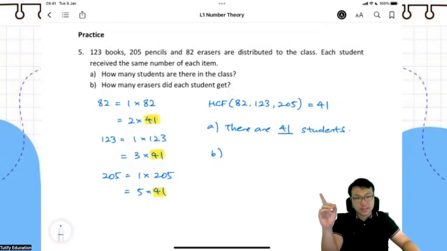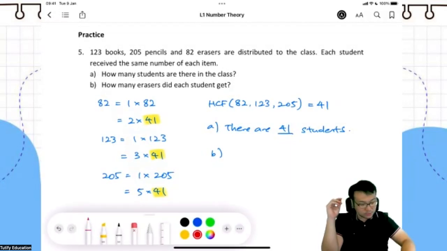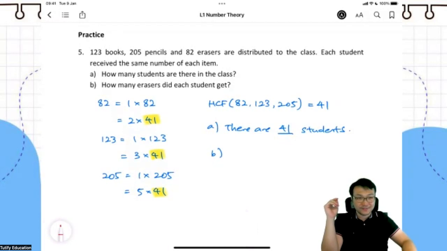You can do that, but you don't need to. Do you notice that the answer is already staring at you? Where? Here, right? So you don't need to do your calculation. You can just look at the things that you have already written down. You know that they'll get 2 erasers.